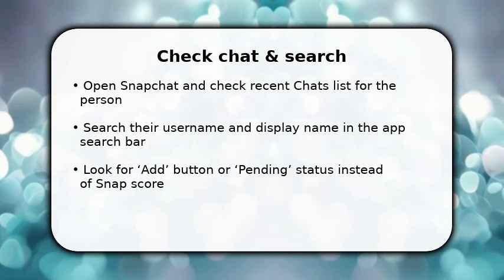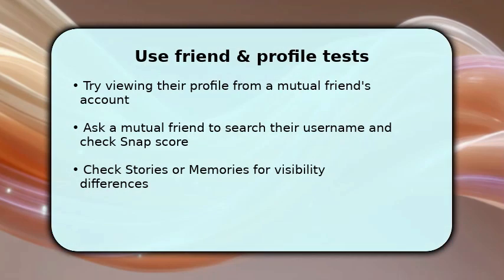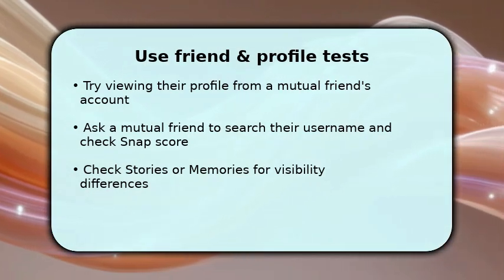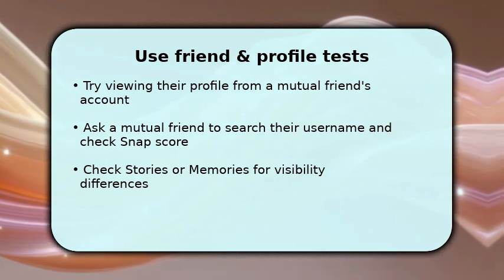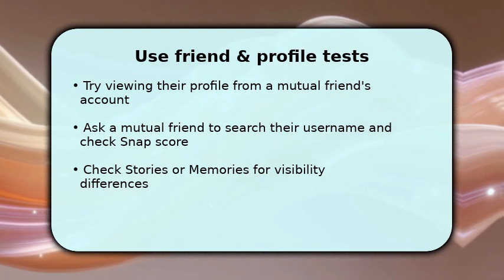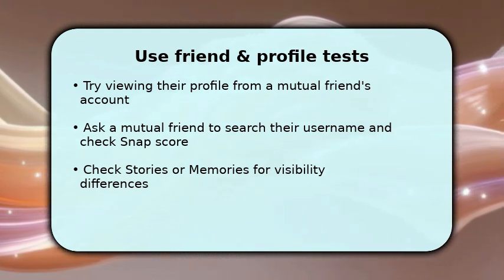Now you perform cross-checks to confirm. Ask a mutual friend to search the person's username and open their profile. If your friend sees them but you do not, blocking is likely. Make sure your friend checks Snap Score and Stories. These visible items differ when blocked.